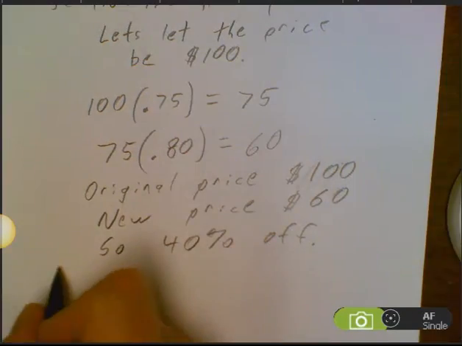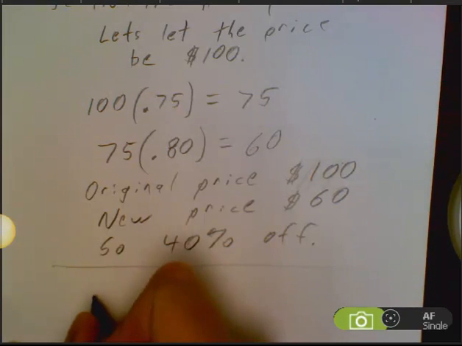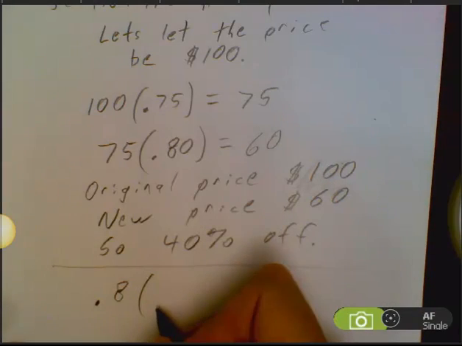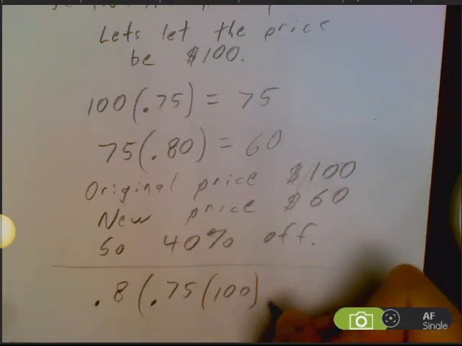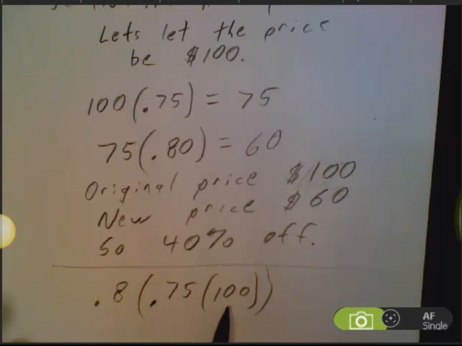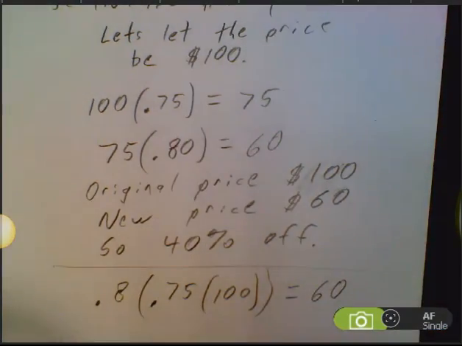And if we wanted to do this in just one big equation, we could go 0.8 times 0.75 times 100. Right? Because what's going on here is we're taking 75% of 100, so 25% off, and then 20% off that whole thing. And so we get that equals 60.